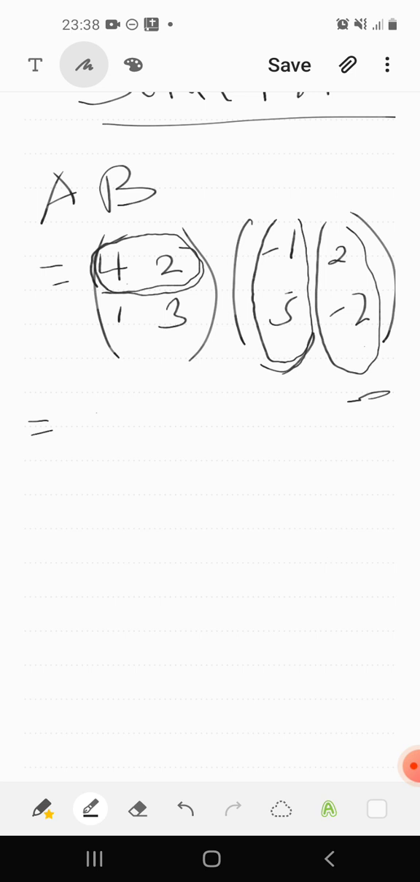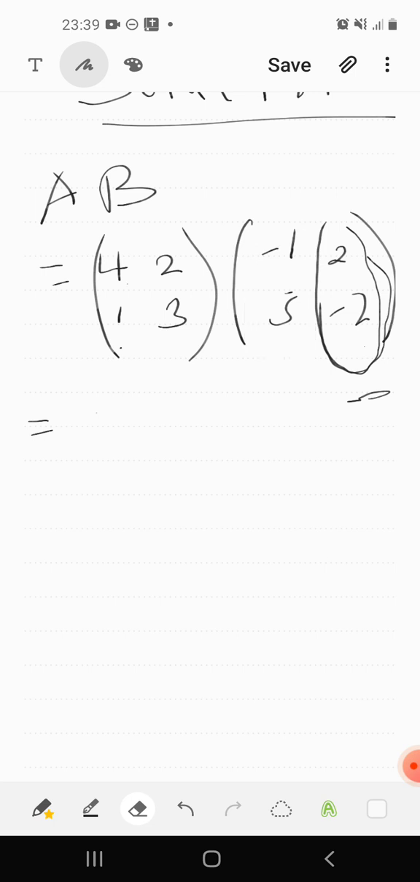After you are done with that, you come and take the second row, which is 1, 3. The 1, 3 will multiply the first column, and after that multiply the second column. Then you simplify, then you are done. That's how matrix multiplication works. So keep that in mind. Let's move on and start with what?